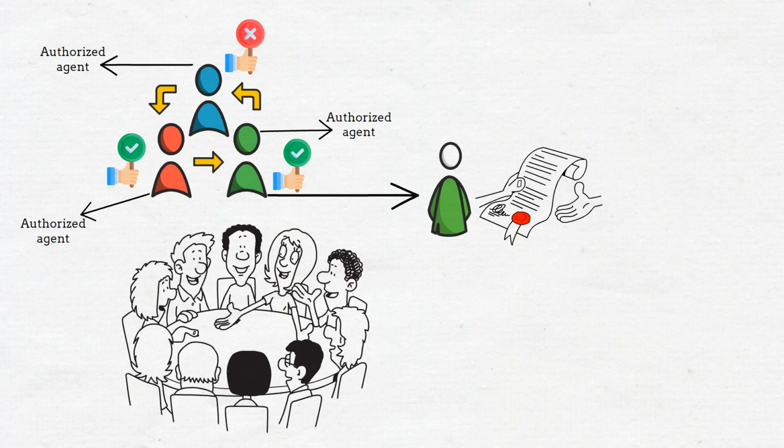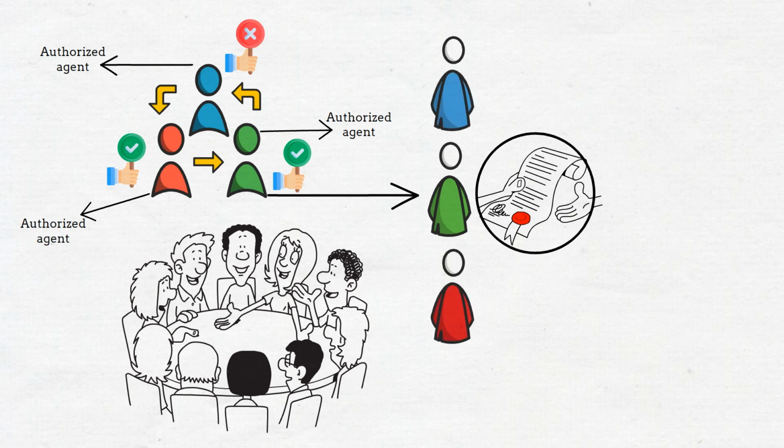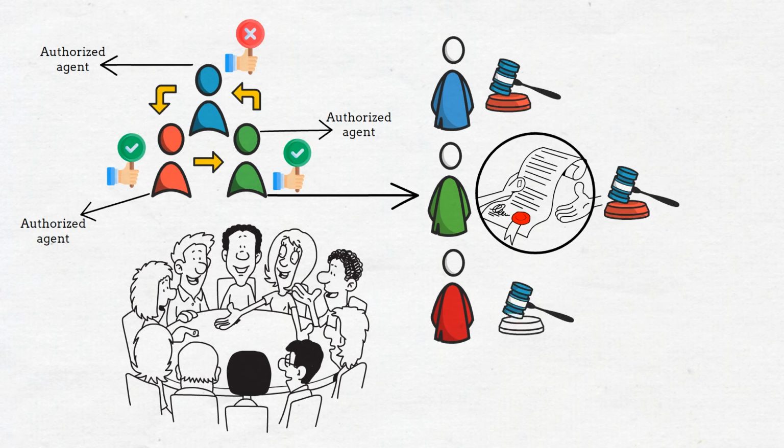Mutual agency also means that each partner is responsible for the actions of the other partners. If one partner enters into a contract on behalf of the partnership, all partners are responsible for fulfilling that contract. Similarly, if one partner engages in illegal or unethical behavior, all partners can be held liable. It is important to note that mutual agency can be a double-edged sword.